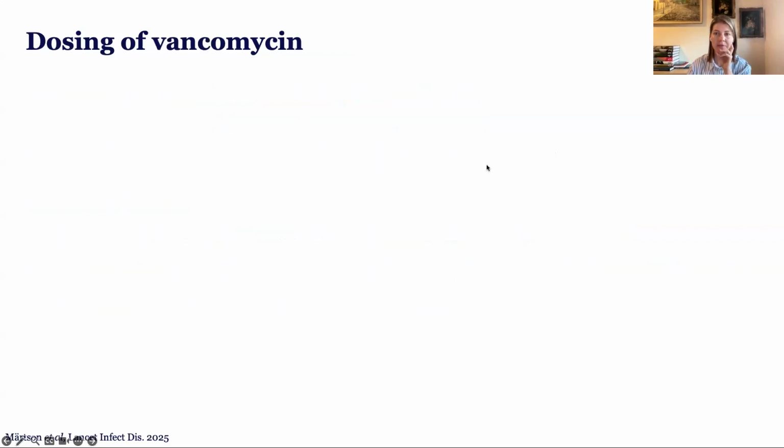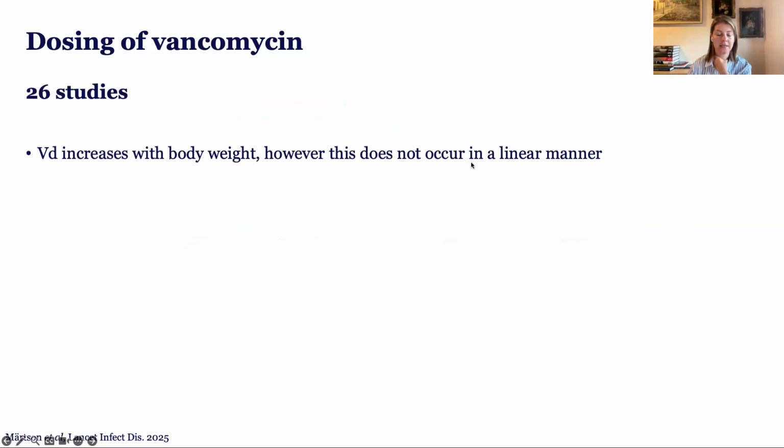So for vancomycin, by far the most studies that we saw, 26 studies for vancomycin, we did see, as I said previously, that volume of distribution increases with body weight, as is expected. However, this is not linear. So we cannot draw a linear relationship between increase of the body weight and increase of the volume of distribution.